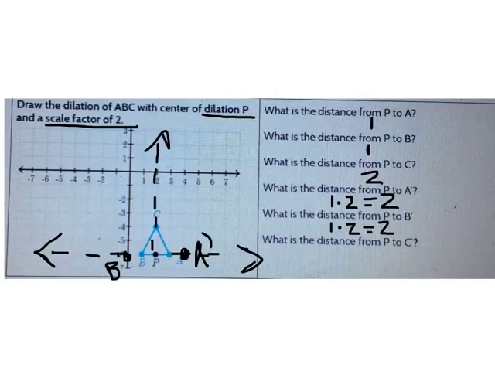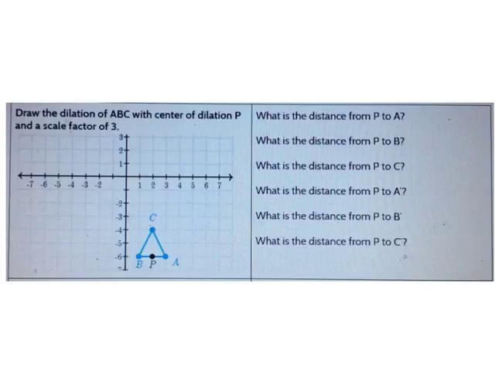What will be the distance from P to C prime? 2 times 2 is 4. I can draw C prime 4 units away from point P. Now I can connect my points to make my new triangle. A prime, B prime, C prime has been dilated by a scale factor of 2.